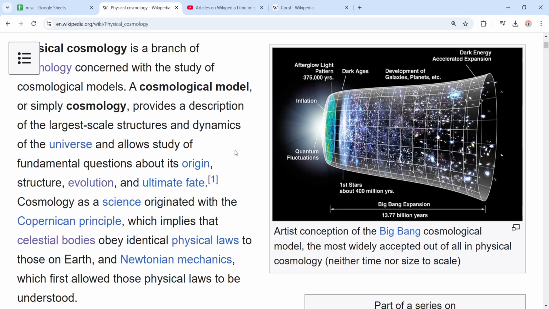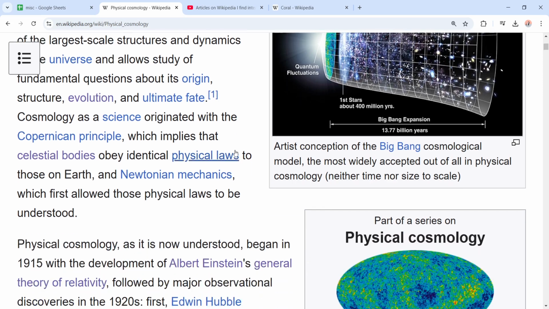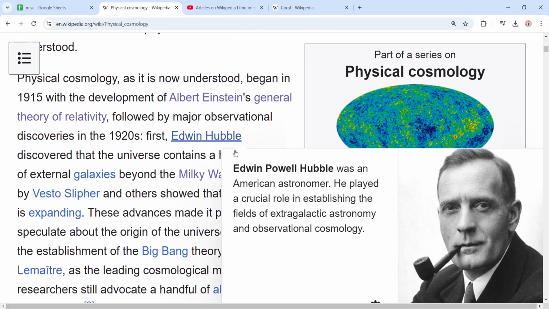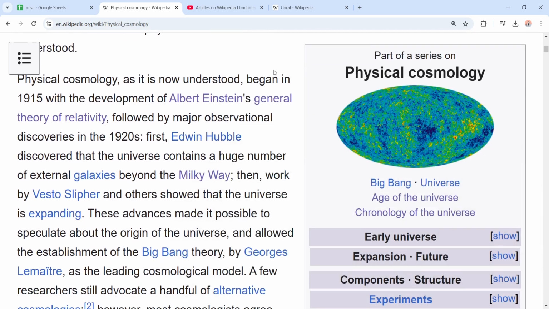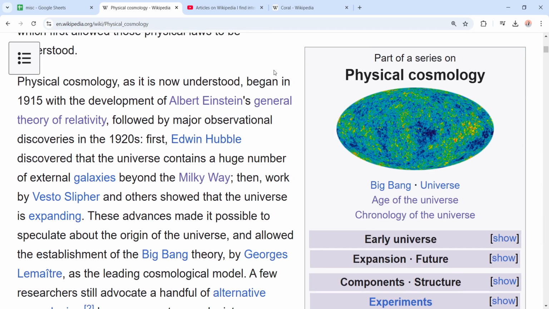Cosmology as a science originated with the Copernican principle, which implies that celestial bodies obey identical physical laws to those on Earth, and Newtonian mechanics, which first allowed those physical laws to be understood. Physical cosmology, as it is now understood, began in 1915 with the development of Albert Einstein's general theory of relativity, followed by major observational discoveries in the 1920s.